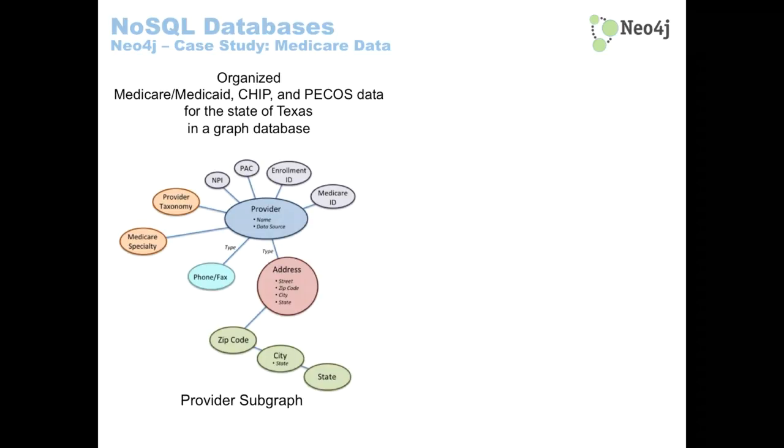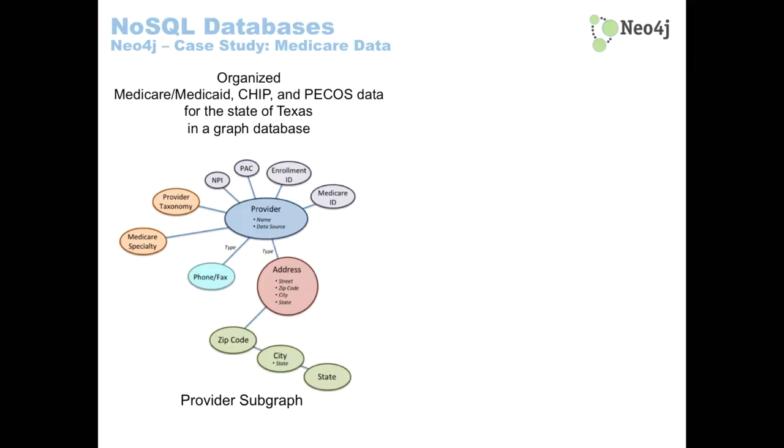And here was just a provider subgraph, the model that we used, the information that we tried to capture about each provider, phone information, address information, and then we wanted to organize providers by state, sometimes by city, by a specific zip code, and we split those out into individual nodes so we could connect every provider in Houston, for example, together.